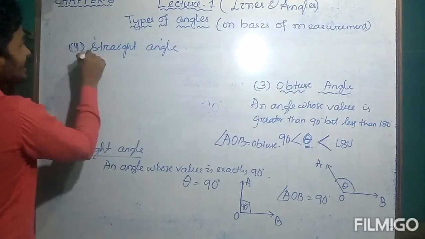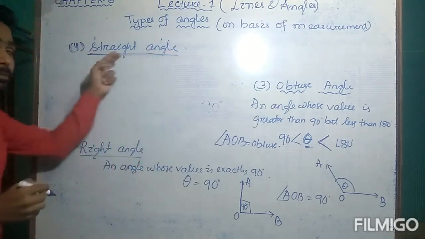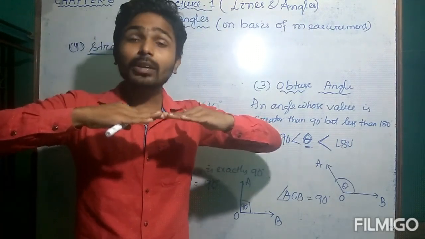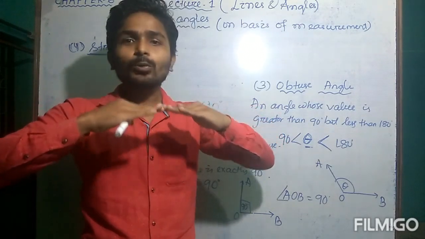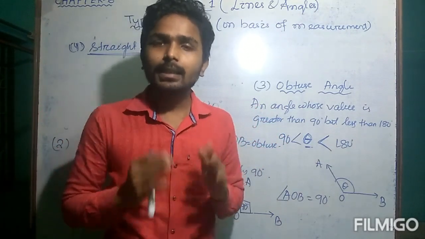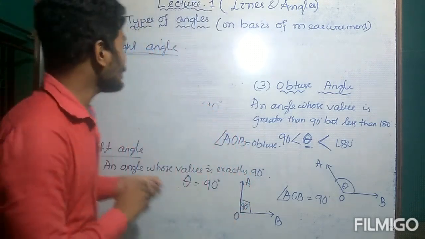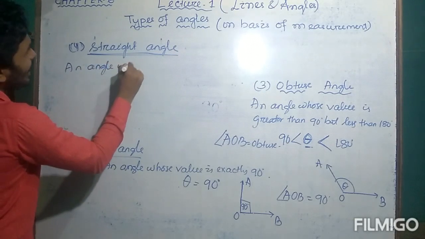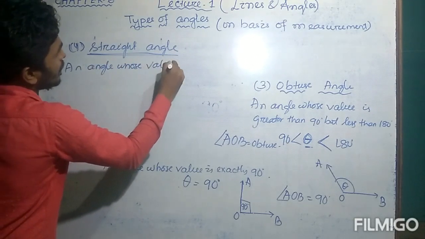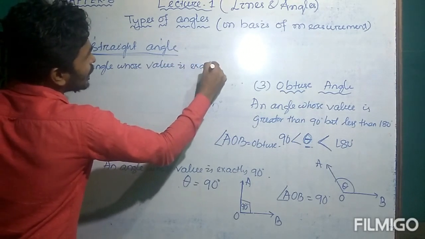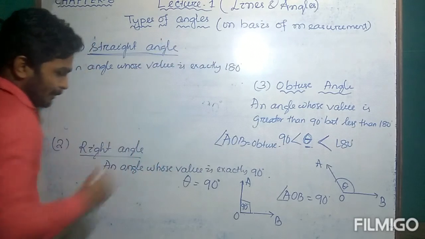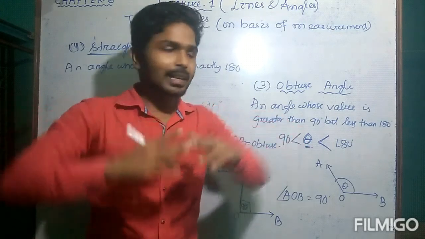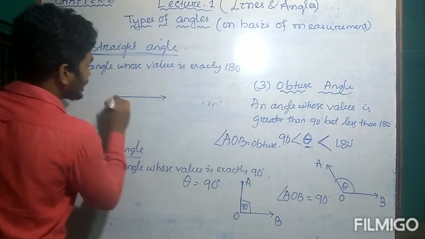So from the term straight, you can identify this angle. Straight means an angle which seems to be a straight line, known as a straight angle. It means the angle whose value is exactly 180 degrees is known as a straight angle. That means it seems to be a straight line like this.